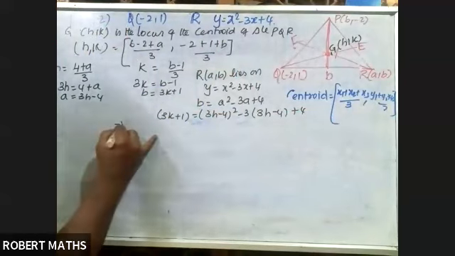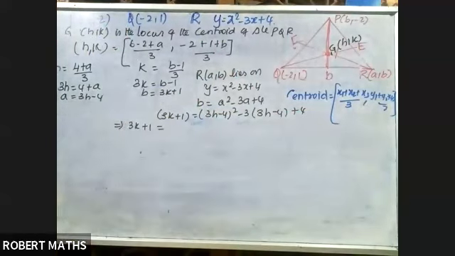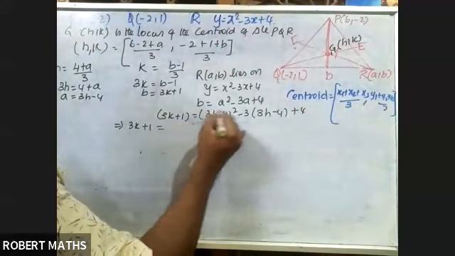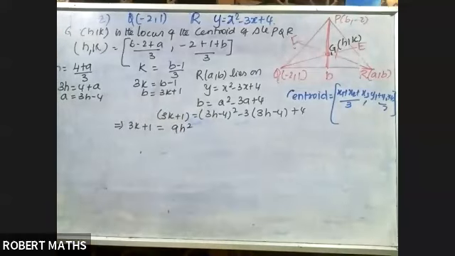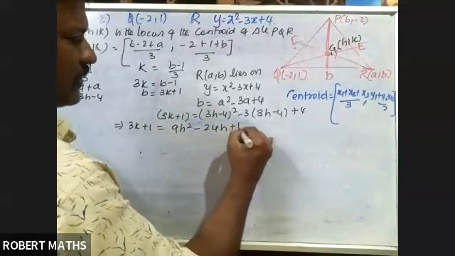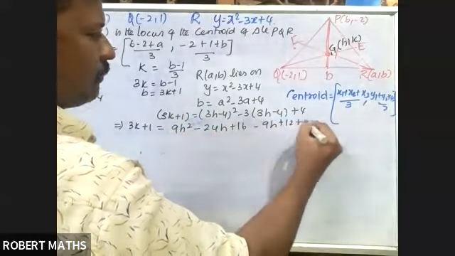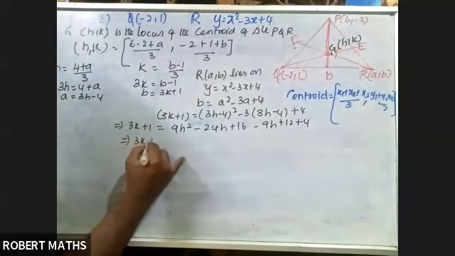Now we'll get 3k plus 1 equals to (3h minus 4) the whole square. (a minus b) the whole square, 3 square, 9h square. Is it right? So (3h minus 4) the whole square is 9h square minus 2ab, 2 3s are 6, 6 4s are 24h, plus 16, minus 3 into 3, 9h, plus 12 plus 4. So what we'll get? We'll get 3k plus 1.